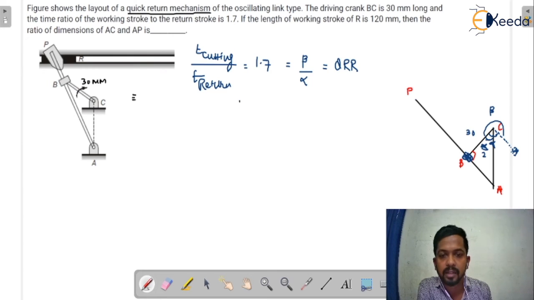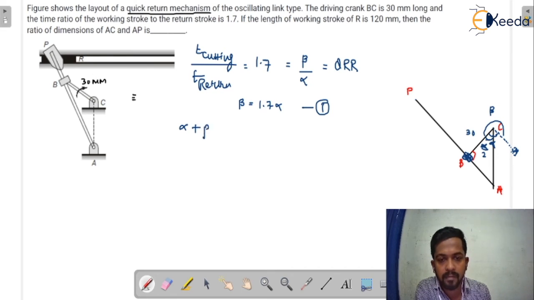So here I can find out the value of beta in terms of alpha, that is 1.7 into alpha. That is my first relation. Now we know that in this diagram you can see alpha and beta making a 360-degree angle together. So alpha plus beta is equal to 360. Now this is the second relation.